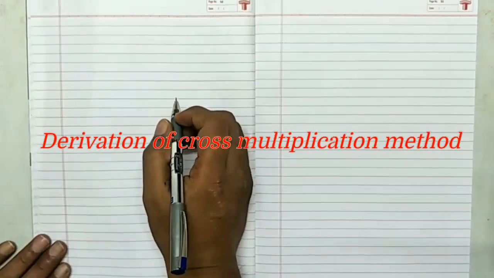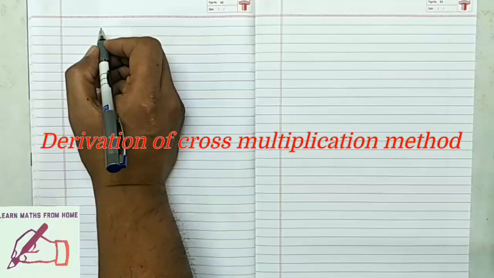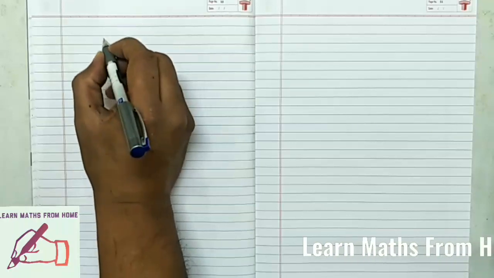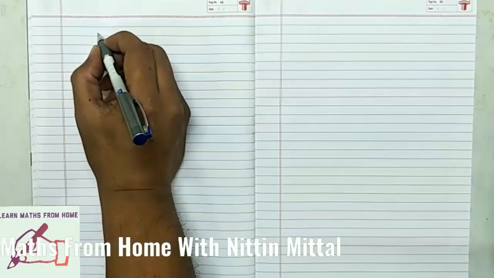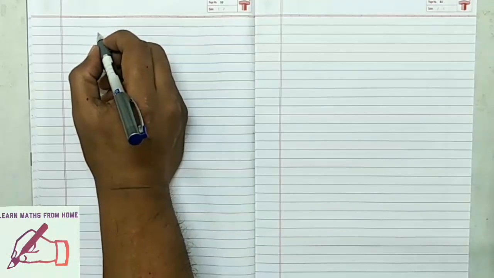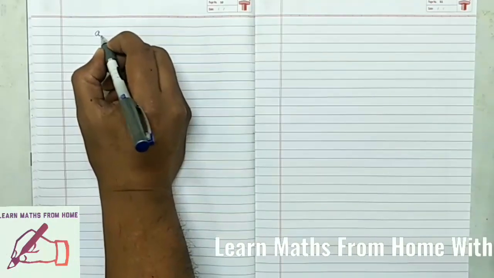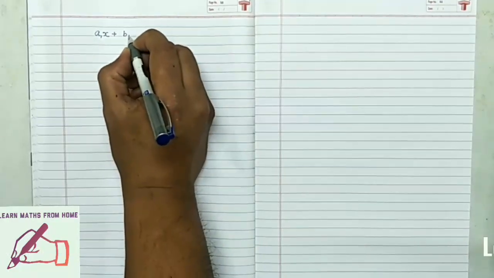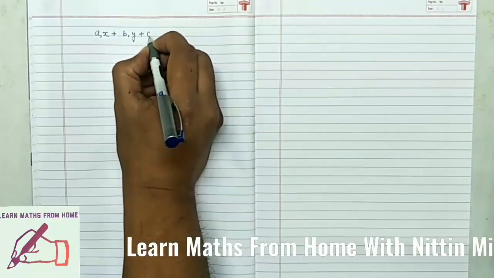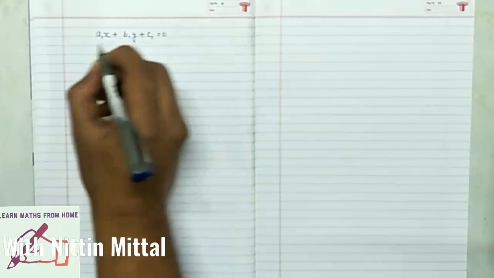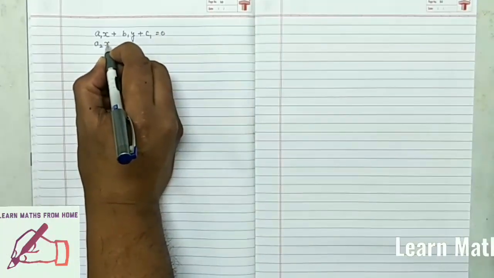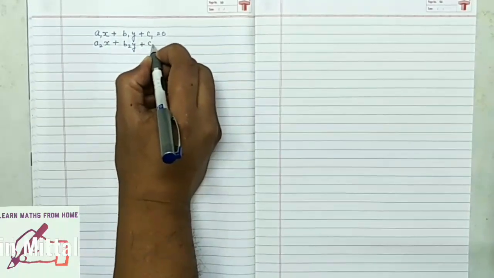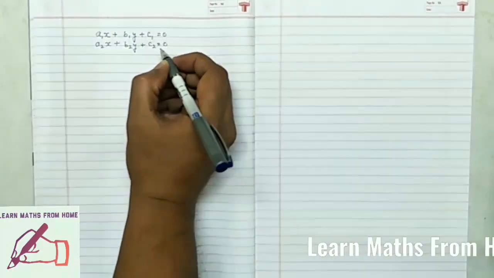Students, today I am going to teach you how we got that cross multiplication method that we studied in the previous video. So let me start. To derive the cross multiplication method, we will take the standard form of pair of linear equations, that is a1x plus b1y plus c1 equal to 0, and another equation a2x plus b2y plus c2 equal to 0.